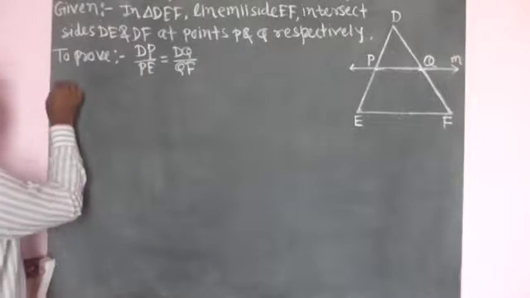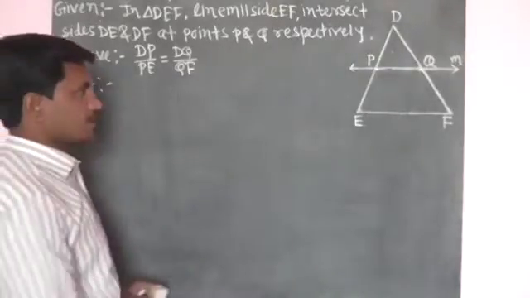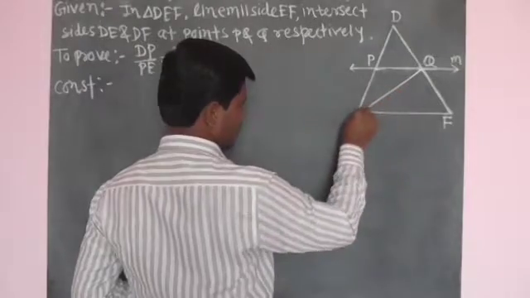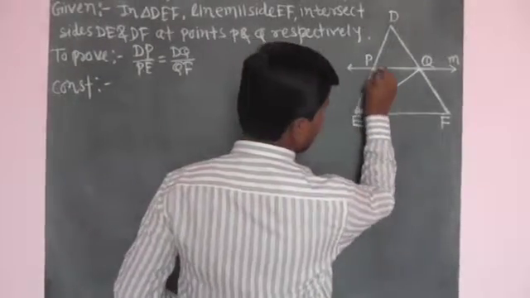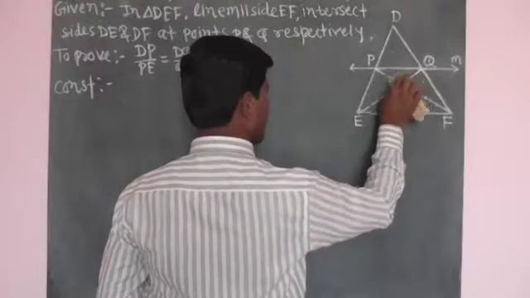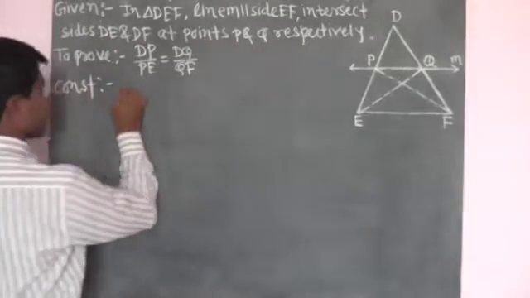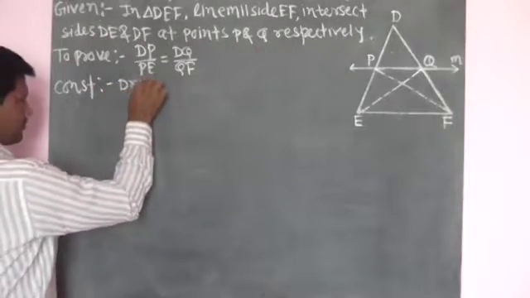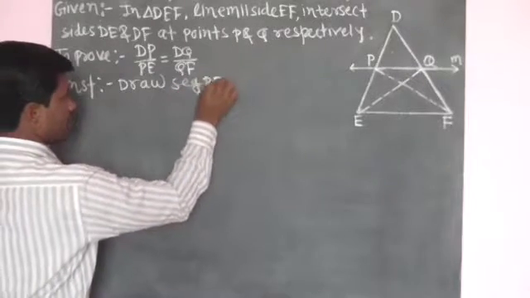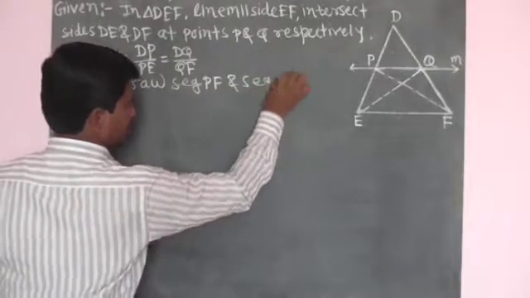Now the construction of the theorem. Construction: draw segment QE and segment PF.